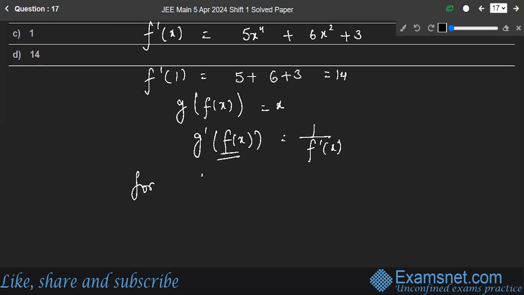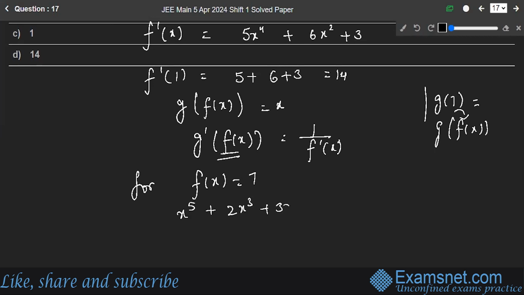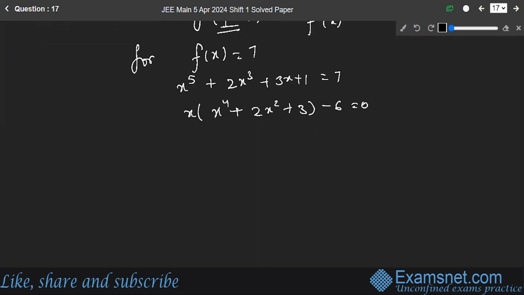Now, for fx, because you have to find out the g of 7. So that means g of fx, right? That means fx is equal to 7. For fx equal to 7, you have x power 5 plus 2x cubed plus 3x plus 1 is equal to 7. Or let's take x common from here. You have x power 4 plus 2x squared plus 3 minus 6 is equal to 0.